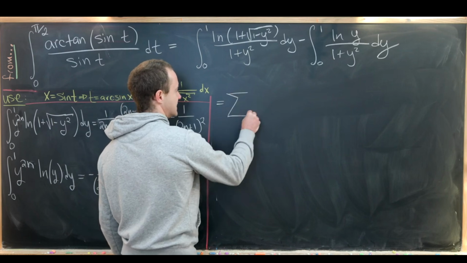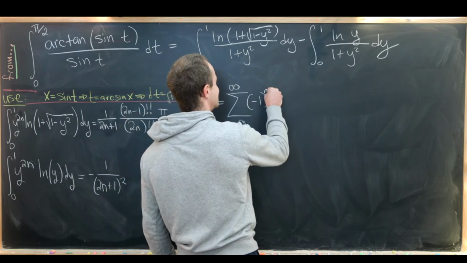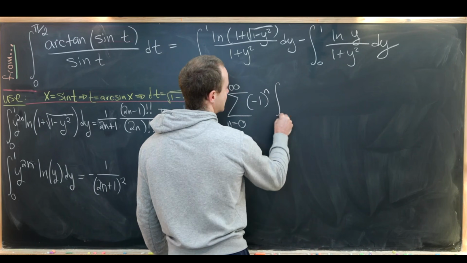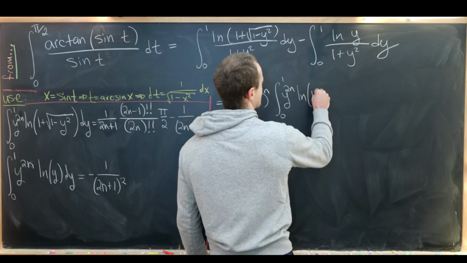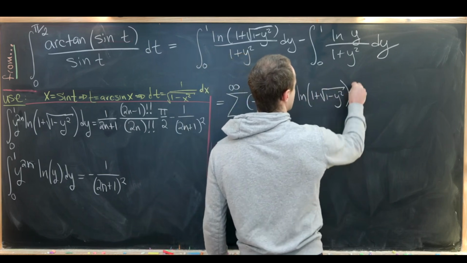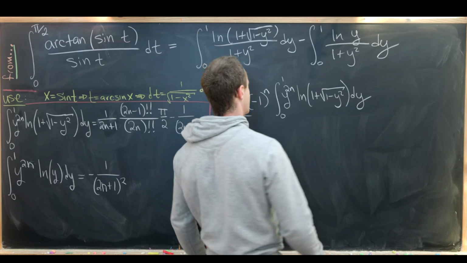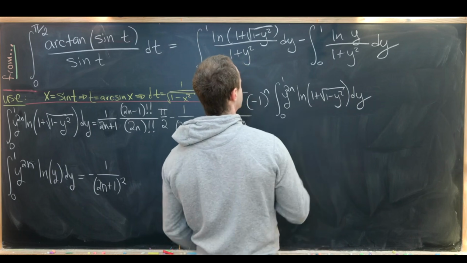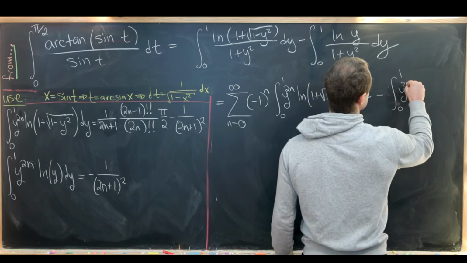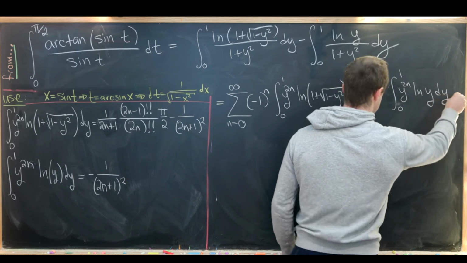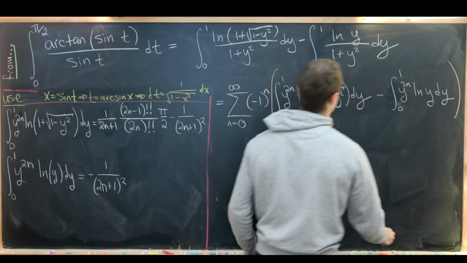So I'm going to write this as the sum as n goes from 0 up to infinity. I'll take my minus 1 to the n out. And then I'll have the integral from 0 to 1 of y to the 2n times the natural log of 1 plus the square root of 1 minus y squared dy. So that'll be this guy. Then we'll have something similar for this guy. So maybe I'll put those two sums together. So that'll give me minus the integral from 0 to 1 of y to the 2n natural log of y dy.